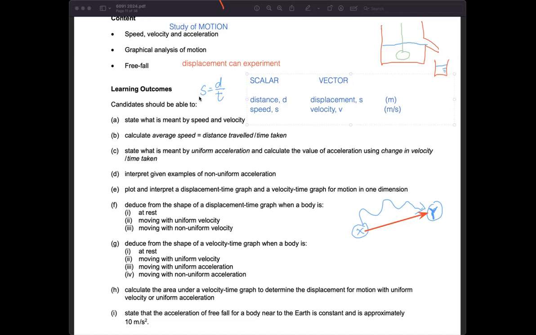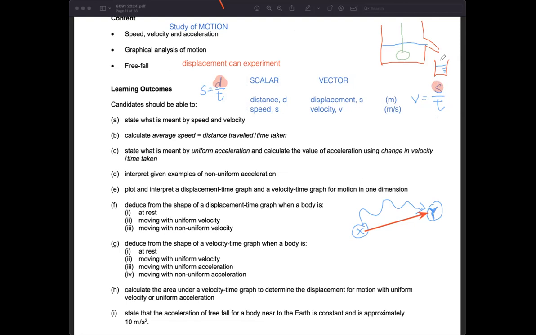Okay, likewise, velocity has the same formula. V is equal to S over T. And this S here means displacement, not speed. This S is displacement. So basically, speed and velocity have the same formula. Okay, just that, what's the difference? The difference is this is distance and this is displacement.